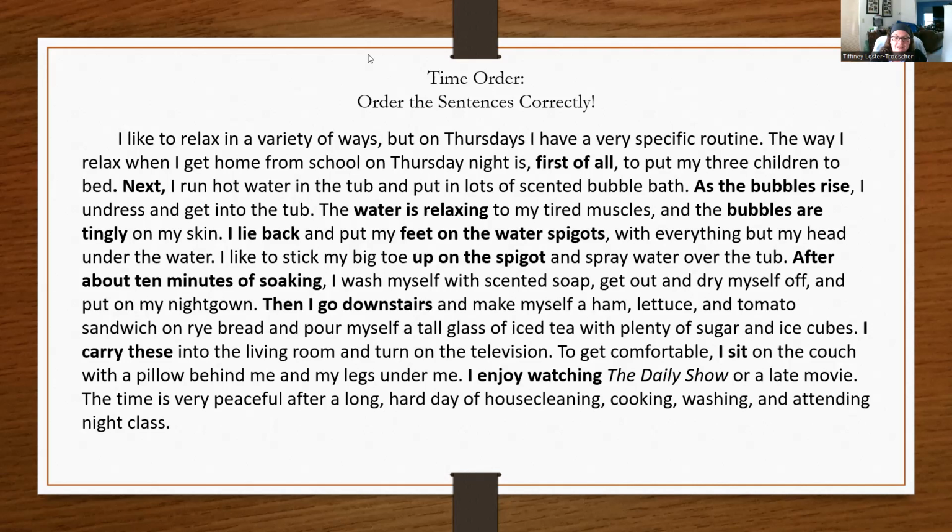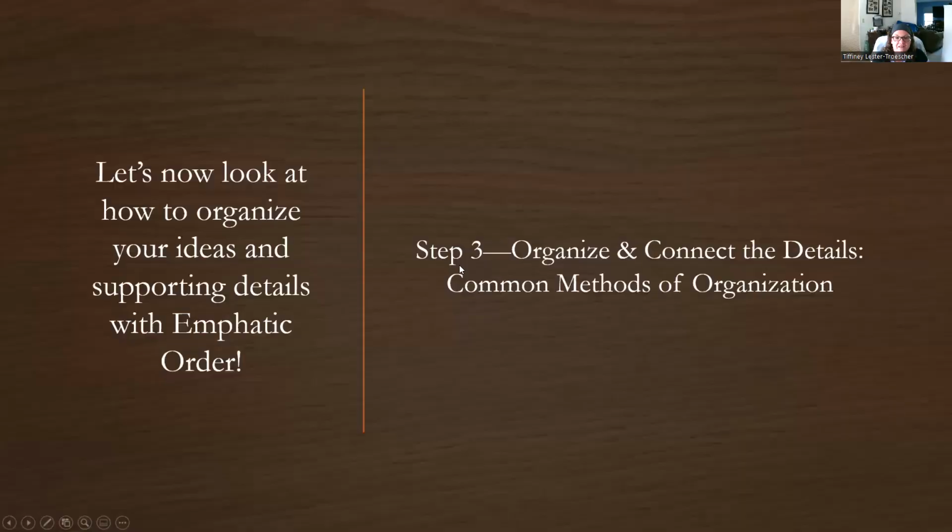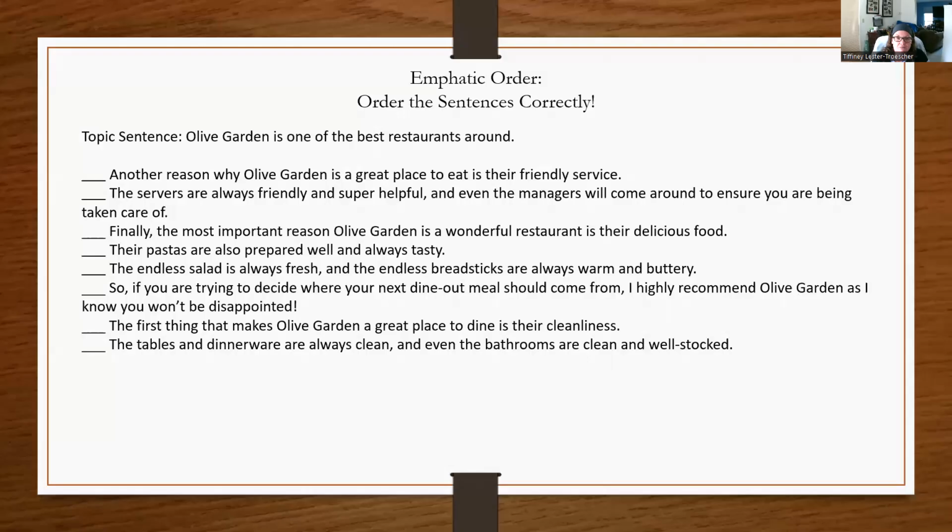All right. And this is what it looks like as a paragraph with all the transitions and sort of clues that let us know what order they're supposed to go in. So let's take a look then at emphatic order. And again, emphatic order is when you sort of save the best idea for last. All right, so topic sentence.